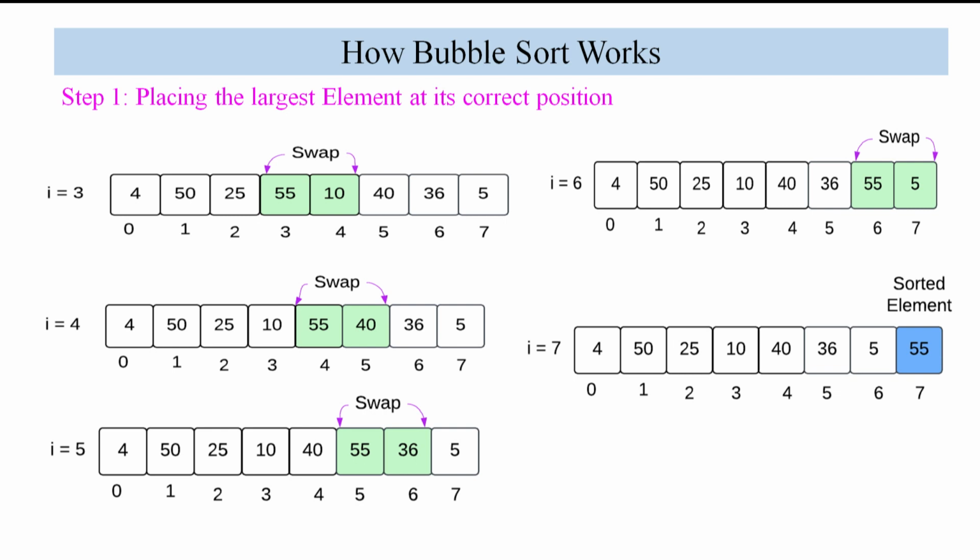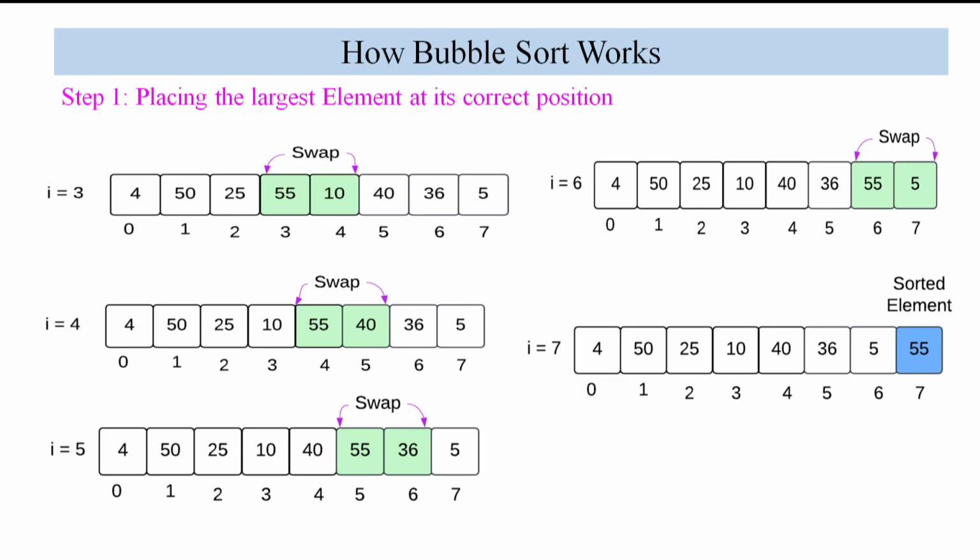Next, 55 is compared with the adjacent element, that is 40. Again the swapping will be required because 55 is greater than 40. And in the next step, 55 will be compared with 36 and so on. So in the last step we can see that 55 is placed at its appropriate place. 55 is the largest element and it is placed at the last position. Now except the 55, the remaining are still in unsorted order.